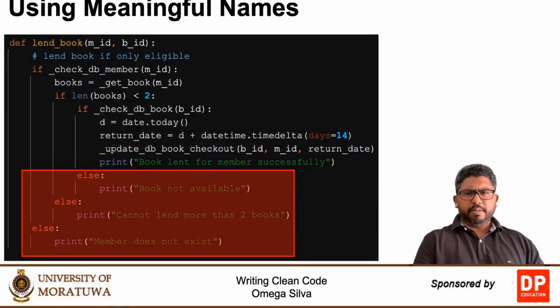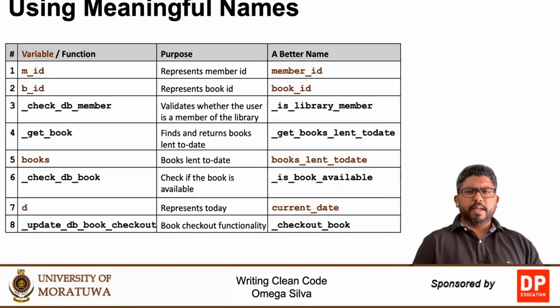Now let's try how we can improve this method by doing two things. First, let's try to introduce some meaningful names. Then let's have a look at how we could break this method into more manageable functions. I have listed down the variables and the functions that we saw in the lendBook function, their purpose, and I have suggested some better names.